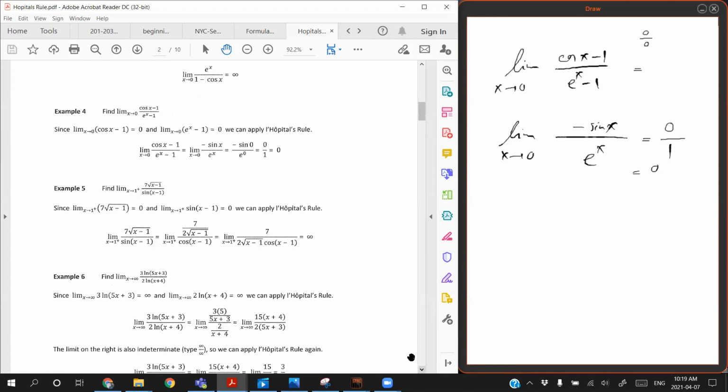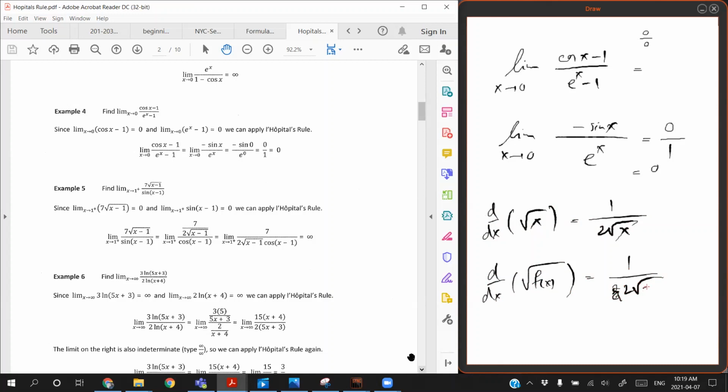Okay, next example. I'm going to remind you of a few things. If you want to take the derivative of root x, that's going to be 1 over 2 root x. And if you want to take the derivative of, let's say, root f of x, then you will have to use the chain rule, and that will become 1 over 2 root f of x, and then you have to multiply that by the derivative of the inner function. So that is the chain rule.